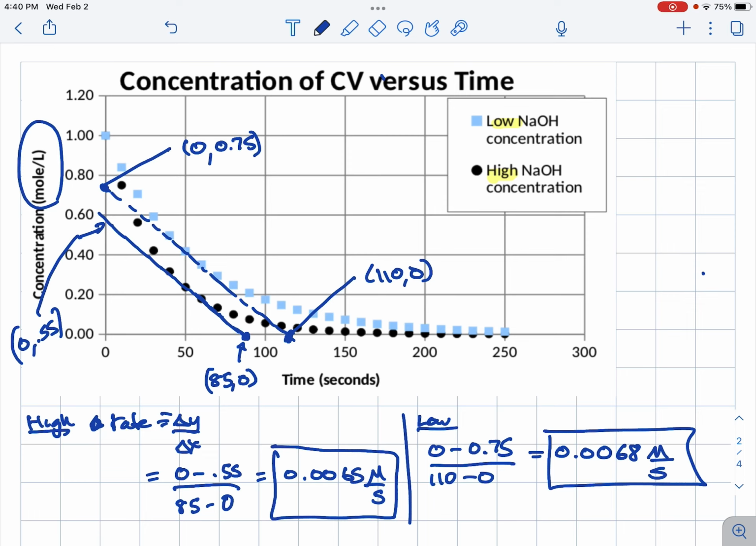So the key thing here is find the tangent line that touches the curve at one point. Whatever that point is, that's the point where you're finding the rate. Take 2 points on the line, assign those, plug them into delta y over delta x. That's going to give you the instantaneous rate at that point in time for that reaction.